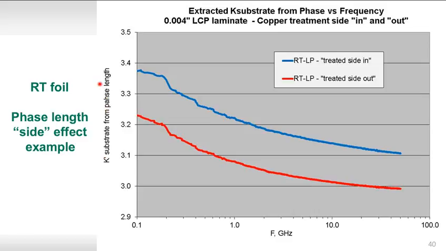This was looking at the reverse treated low profile foil on 4 mil LCP laminate. You can see with the treated side in, the extracted dielectric constant is about 3% higher than with the treated side facing out. So again, it's the nodulated treatment that's affecting the propagation constant and not the roughness itself.